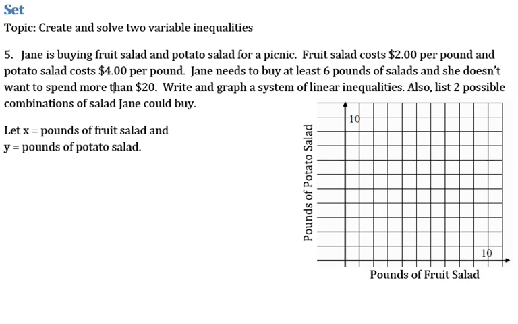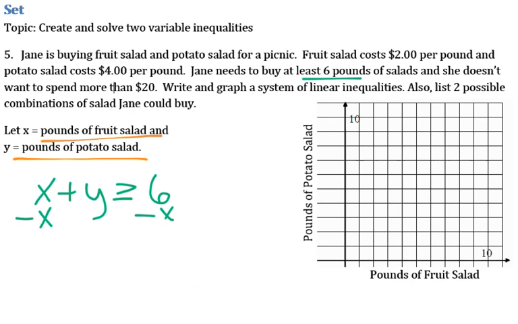So, fruit salad is 2 per pound, potato salad 4 per pound. Okay, so x is pounds of fruit salad and y is pounds of potato salad. So, we need at least 6 pounds of salads. So, x plus y can be greater than or equal to 6 pounds. There's our first one, which if we turn into slope-intercept, is y is greater than or equal to negative x plus 6.